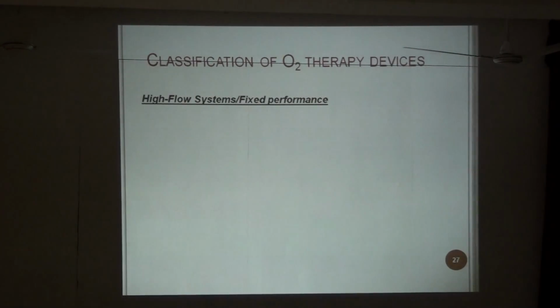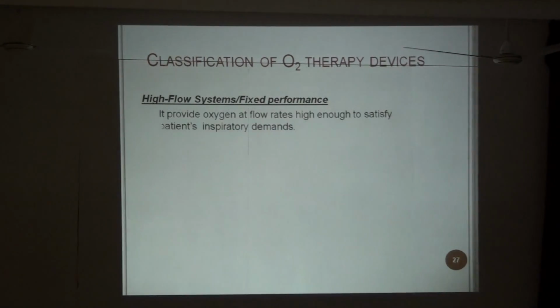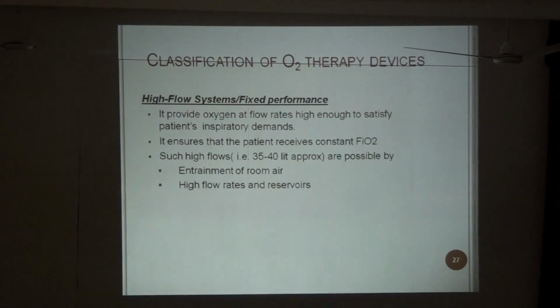And then the high flow systems, or the fixed performance devices, are better. They provide oxygen at flow rates high enough to satisfy the patient's inspiratory demand. Actually, when we inhale, our inspiratory flow is to the tune of 40 liters per minute. So that is a huge amount of air which we suck in. That is the flow which we require. But most of the machines, the low flow systems, cannot deliver that amount of flow. It ensures that the patient receives constant FiO2. FiO2 is nothing but the percentage of oxygen in the inspired air. So that is very important.